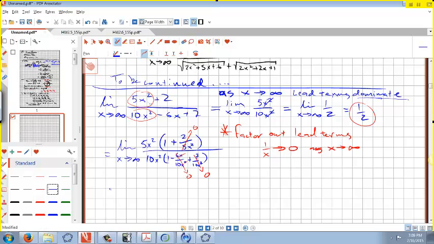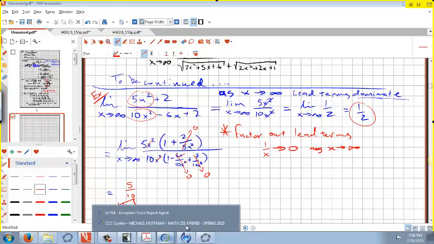And what this limit is now equivalent to, I can simplify all this stuff. You could say that this limit is now equal to 5 over 10, which is equal to 1/2. So that's the answer for this little sub-example that I did. Did you follow the reasoning on that one?